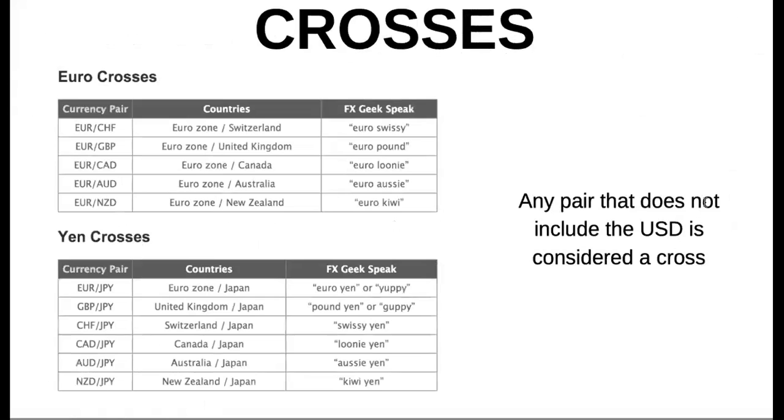Crosses are any pairs that do not include USD. These are considered to be crosses. So you can screenshot this if you need to, so that you know what pairs you really want to stay away from. A lot of people that are based in the UK or where these pairs are popular typically trade these pairs. But for the most part, because the US dollar is the main currency, a lot of people like to trade pairs that include the US dollar so that they can make the most profit.